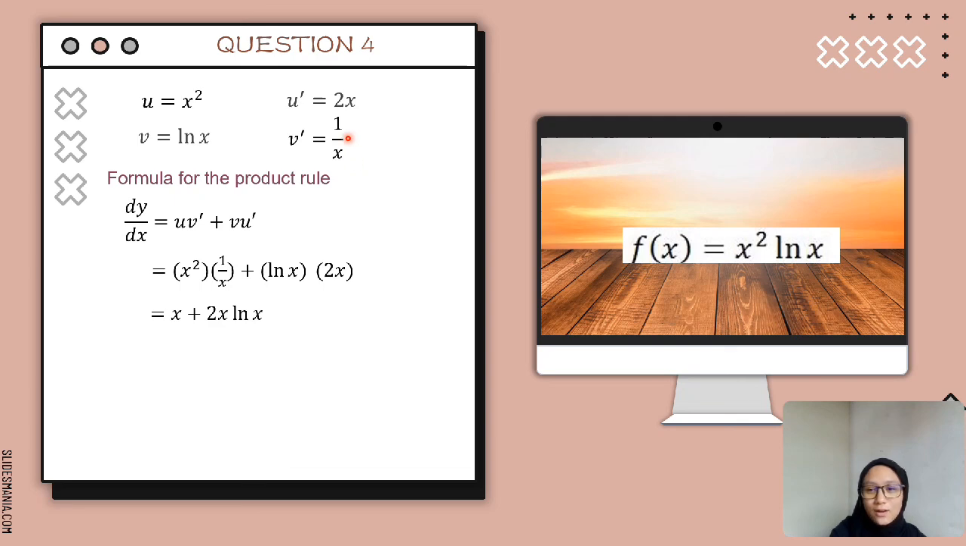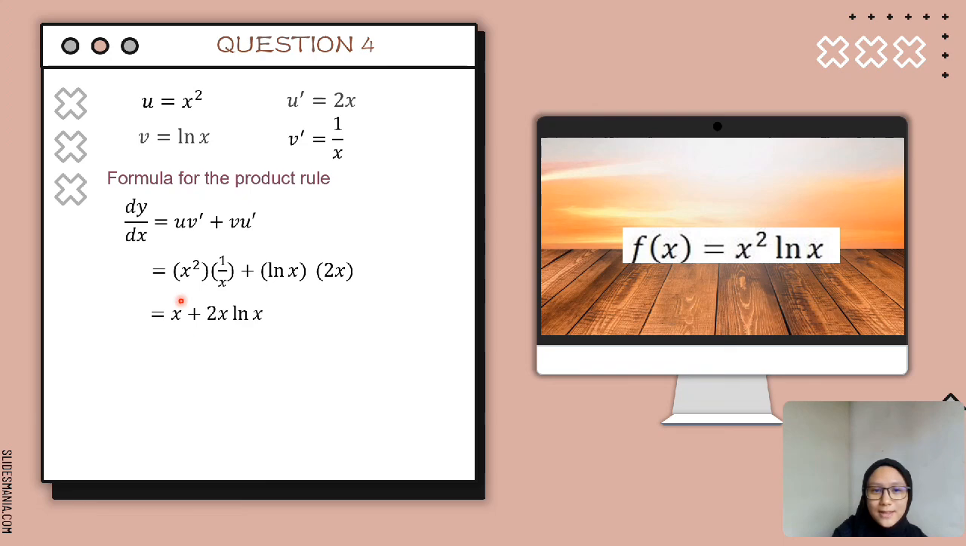So we insert all of the values into our formula. The formula is dy over dx equals u multiplied with v prime plus v multiplied with u prime. So our u is x squared multiplied with v prime, which is 1 over x, plus our v, which is ln x, multiplied with u prime, which is 2x. And we expand all of the brackets and we get the answer: x plus 2x multiplied with ln x.